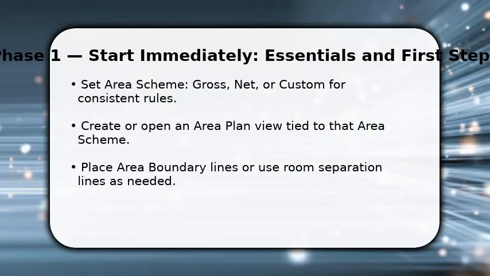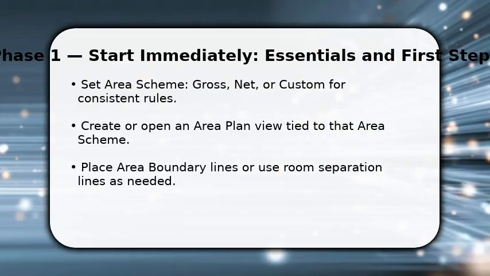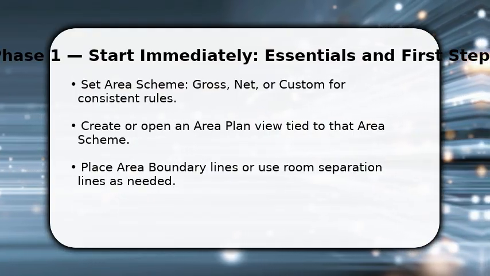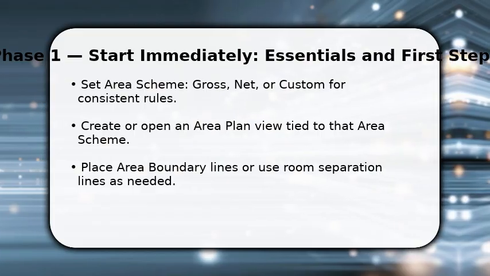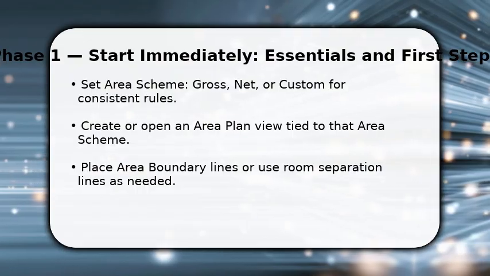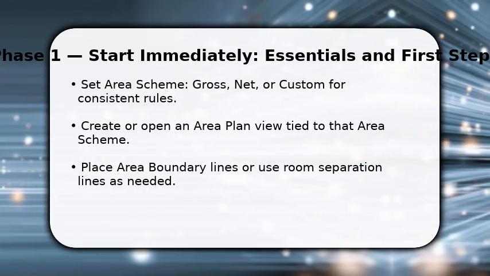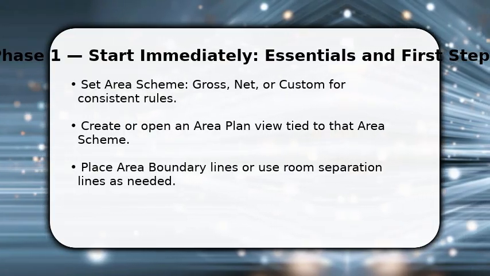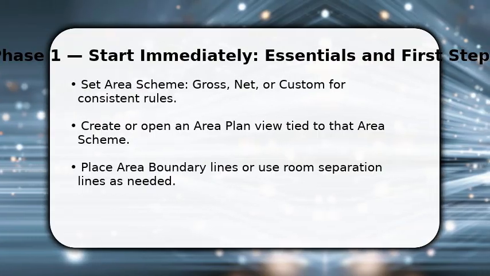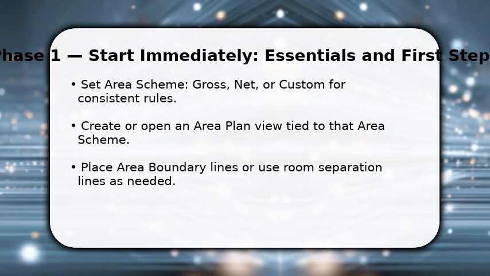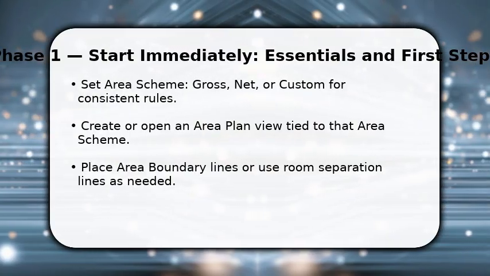Enjoy the video. You start by choosing the right area scheme, gross, net, or a custom type, because Revit calculates per scheme. Once done, open or create an area plan linked to that scheme and make sure linked levels match. Next, draw or validate area boundary lines around zones, or convert room separation lines to area boundaries. This defines how Revit measures. Do this now so all subsequent area tags and schedules reference the same source.